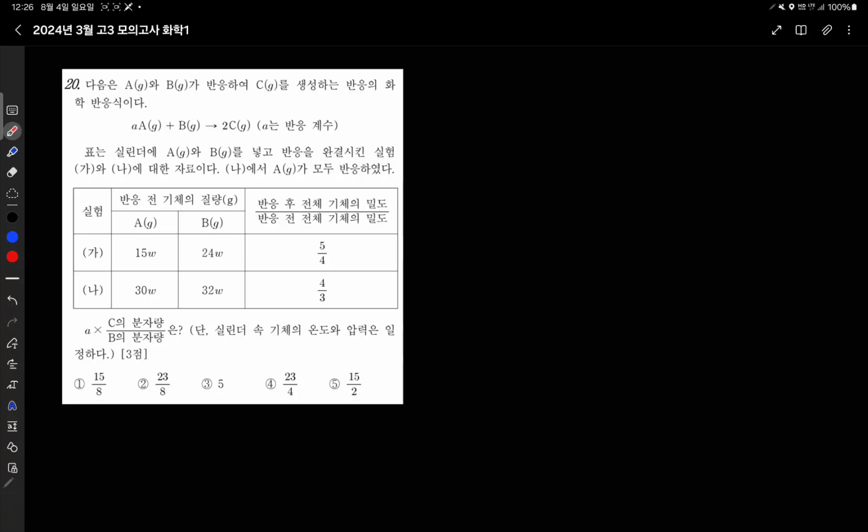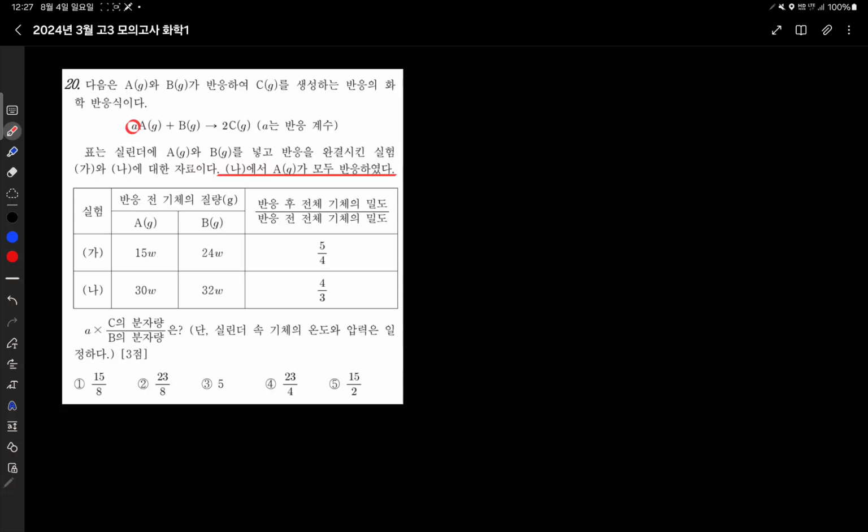Hello everyone. In this problem, there is a synthesis reaction. So molecule A and B react to form molecule C. And in the chemical formula, we don't know the coefficient of A. And two experiments were performed. And in the second reaction, A molecules are all consumed.